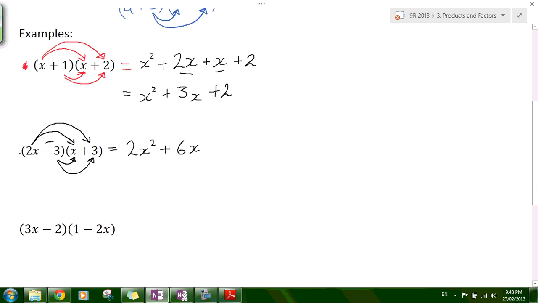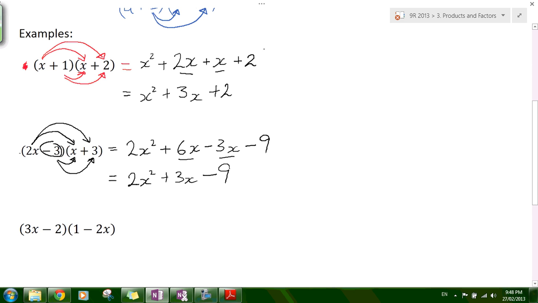Then we have minus 3 times x. So that's minus 3x. Then we have minus 3 times plus 3. So that's negative 9, because a negative times a positive is a negative. Minus 9. That equals, well, the like terms are 6x and minus 3x. 6 lots of x, take away 3 lots of x, is 3 lots of x. So we have 2x squared plus 3x minus 9 is what we end up with.